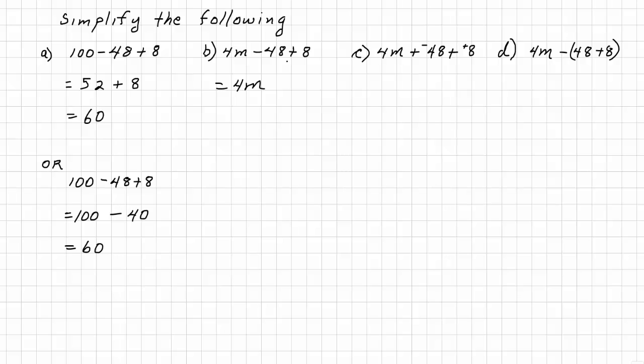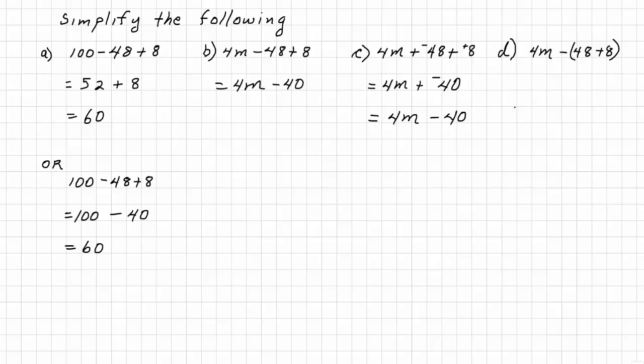So here we have -48 plus 8, and just like we did in the last example, you end up with -40, or minus 40, however you want to say it. So the final simplification here is 4m minus 40. In example C, we have 4m plus -48 plus +8. You rewrite the 4m, and then you take the plus -48 plus +8, and again you get -40, so you have 4m plus -40, which is the same as 4m minus 40.